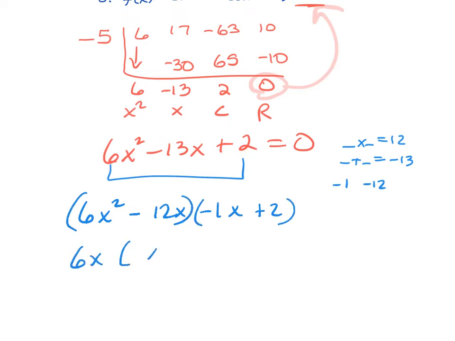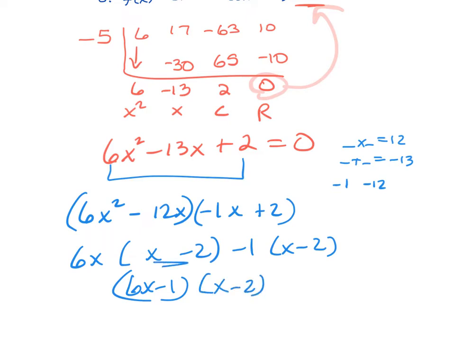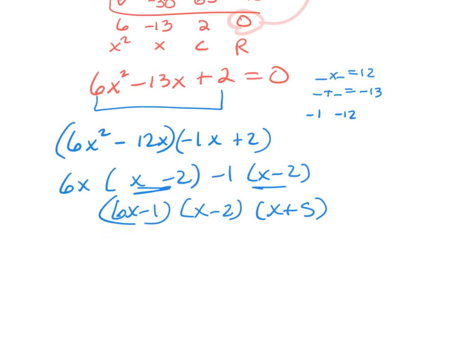GCF here is 6x. GCF here is negative 1. And that doesn't need a square. And now put the two GCFs together, and then this that was in common. Don't forget about the original one, the x plus 5. So again, if it said factor, we would stop here. If it says find all zeros, we got one more step.